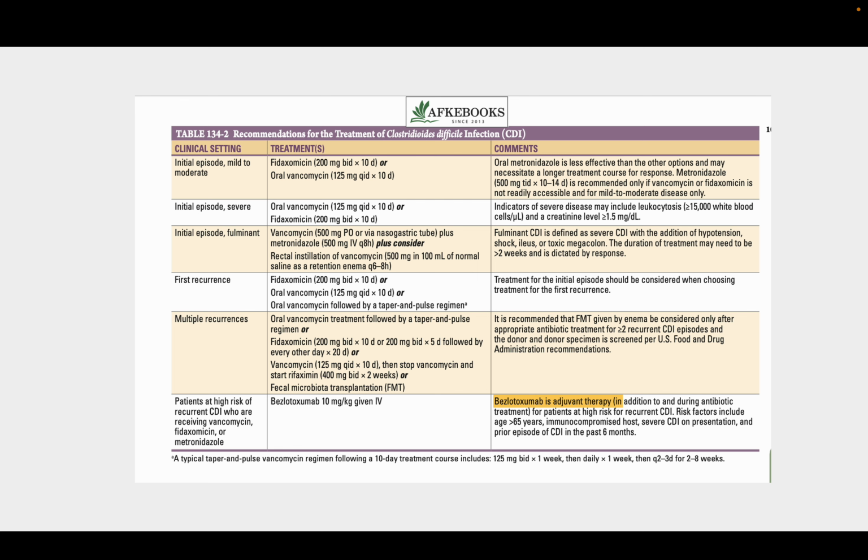After the first recurrence, you can give oral vancomycin followed by tapering doses. If there are multiple recurrences, you can always treat with fecal microbial transplantation. This is one of the most important things. For patients at high risk of recurrence who have received all of this, you can give bezlotoxumab, which is against one of the C. difficile toxins. So in patients at high risk who have already received vancomycin, fidaxomicin, metronidazole, you can give bezlotoxumab.